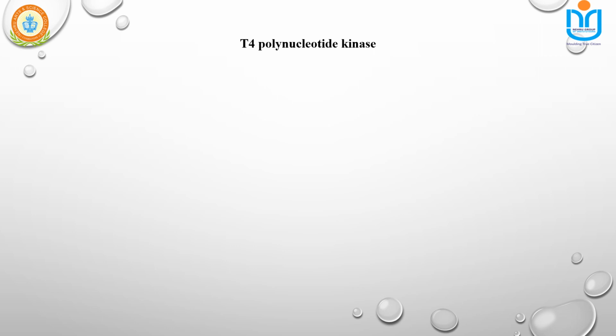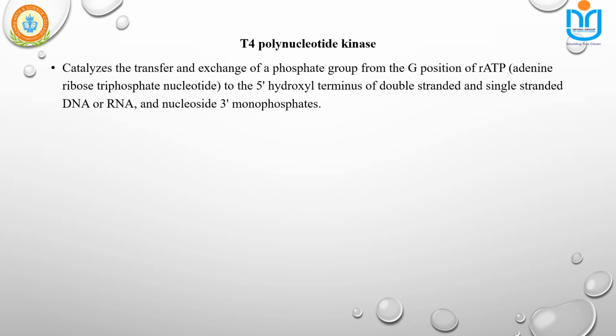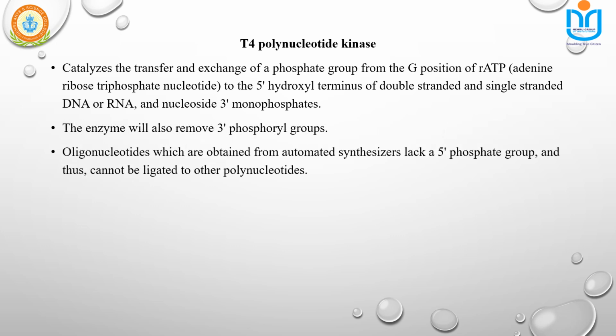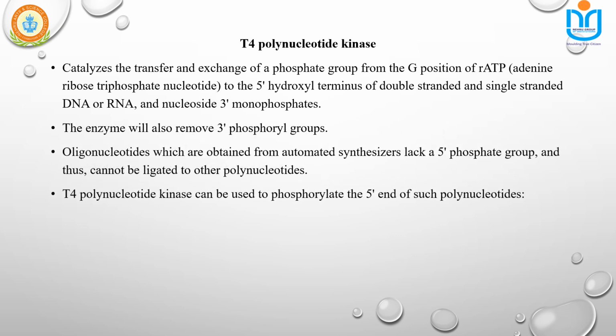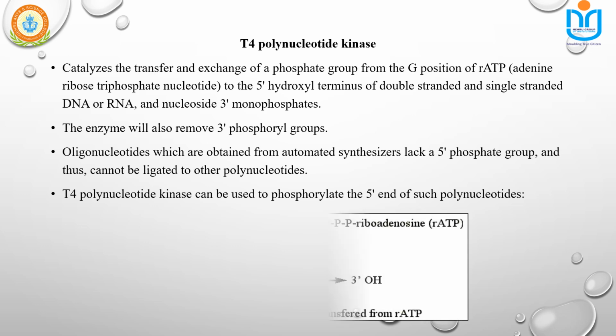T4 polynucleotide kinase. It catalyzes the transfer and exchange of a phosphate group from the gamma position of ATP to the 5' hydroxyl terminus of double-stranded and single-stranded DNA or RNA and nucleoside 3' phosphates. The enzyme will also remove 3' phosphoryl groups. Oligonucleotides which are obtained from automated synthesizers lack a 5' phosphate group and thus cannot be ligated to other polynucleotides. T4 polynucleotide kinase can be used to phosphorylate the 5' end of such polynucleotides.